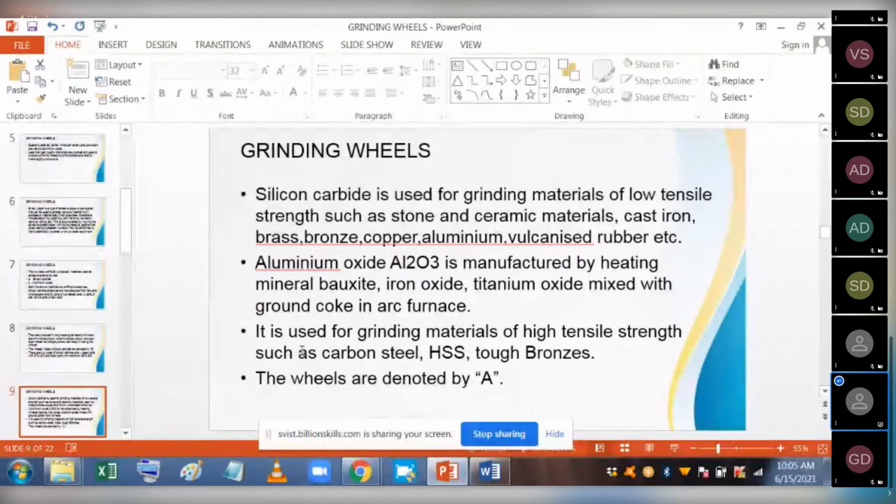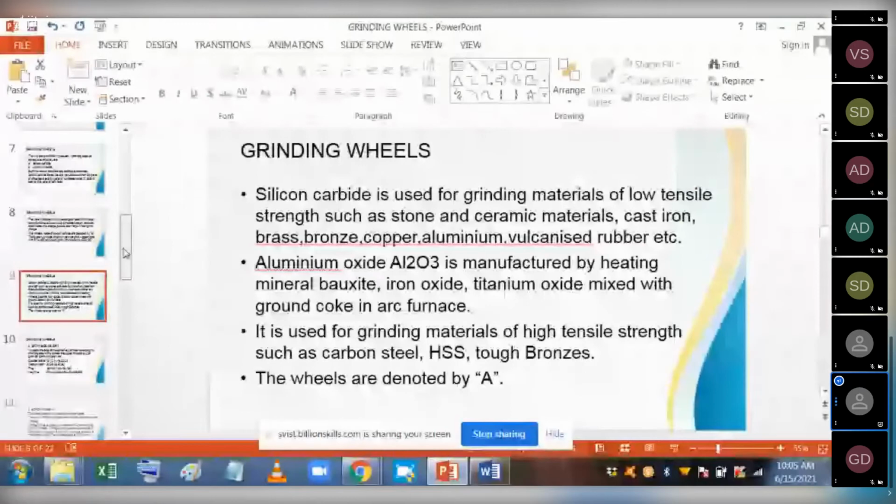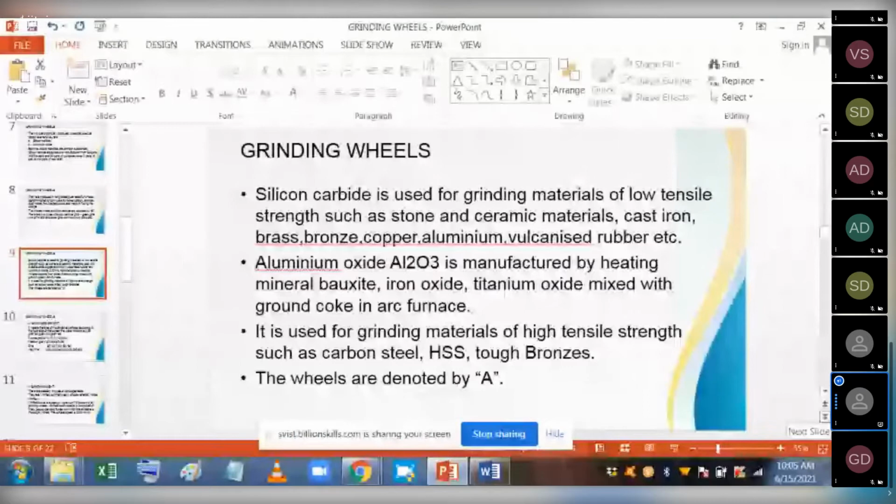I'm repeating this lecture because I got some time today in the morning. My material is totally ready, so I will finish the entire syllabus on grinding wheels and its specification today. So please concentrate.